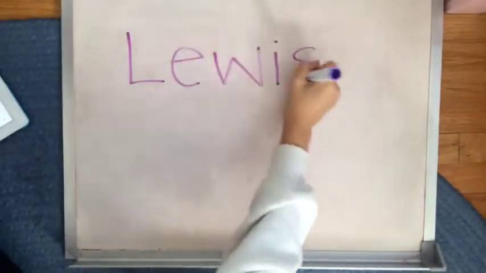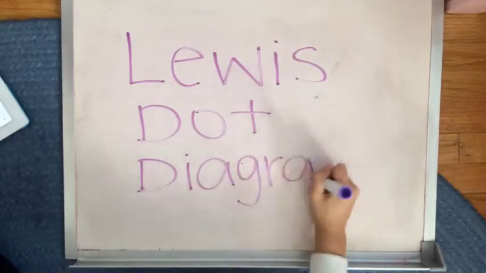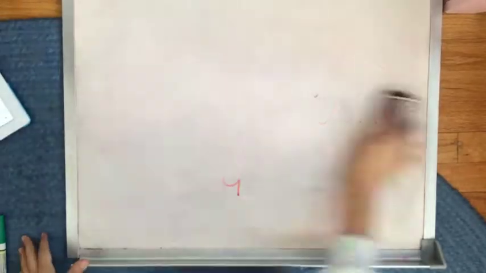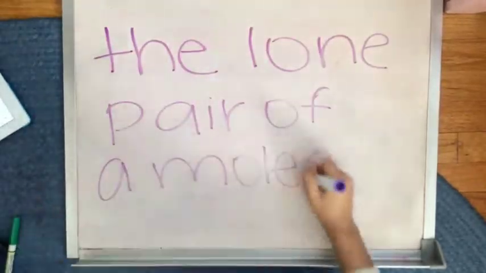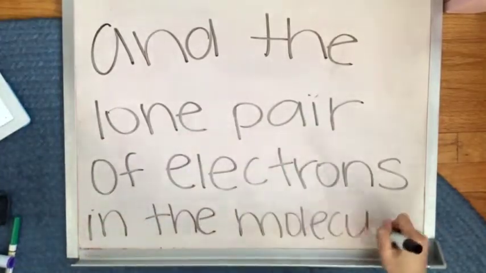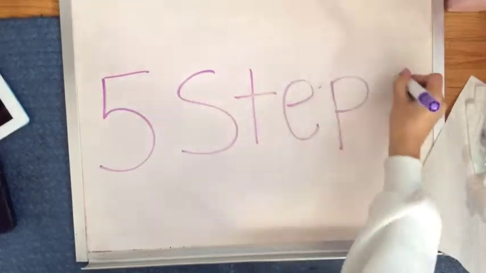So what exactly is a Lewis dot diagram? Well, Lewis dot diagrams show the bonding between atoms of molecules, and they show the lone pairs of these molecules. We can also show the lone pair of electrons. How exactly? By using these 5 simple steps.